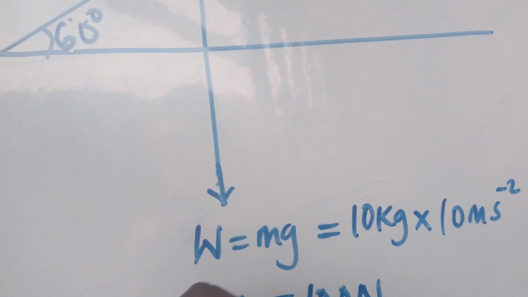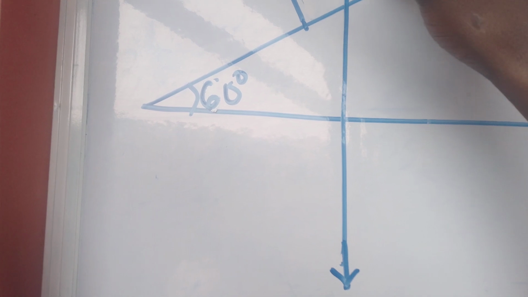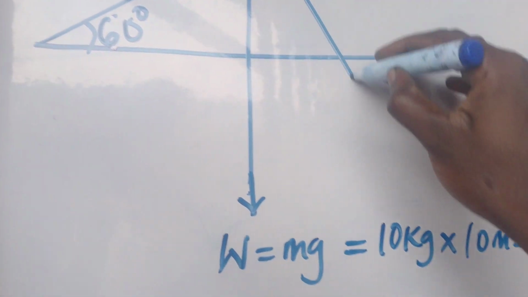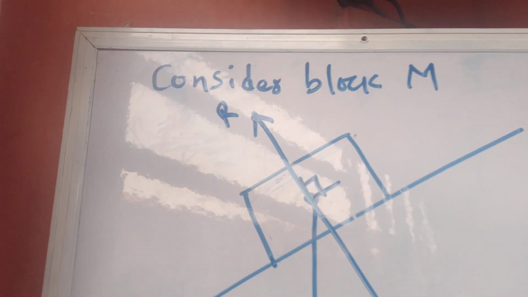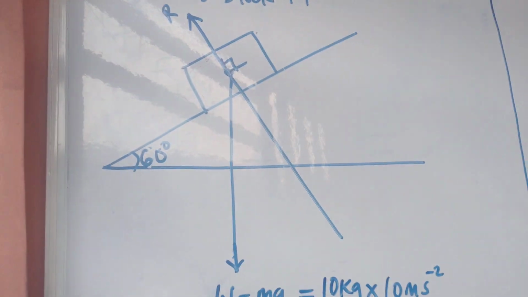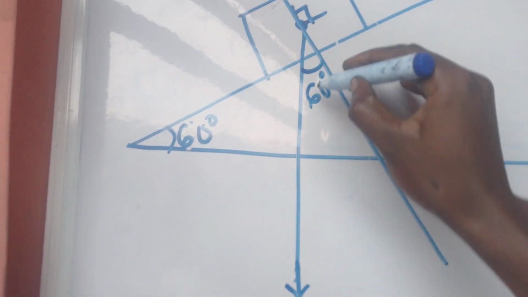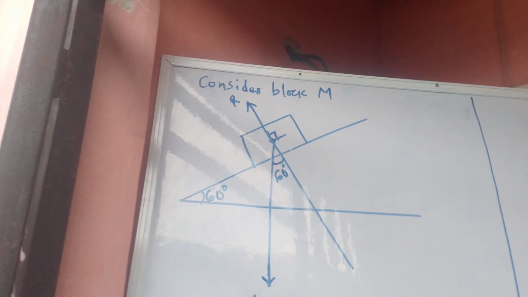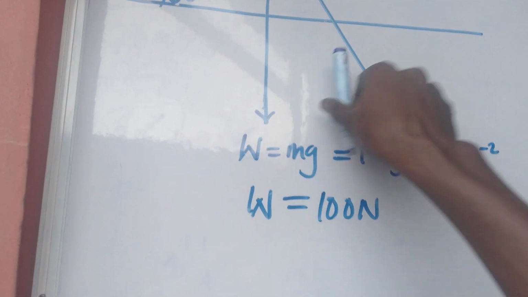Now the next thing I'll do is to find the normal reaction. This is at 90 degrees. So this is my normal reaction arrow. Then this angle here will also be 60 degrees. We assume that the angles are on the same segment, so that's also 60 degrees. Now we'll resolve this weight this way.